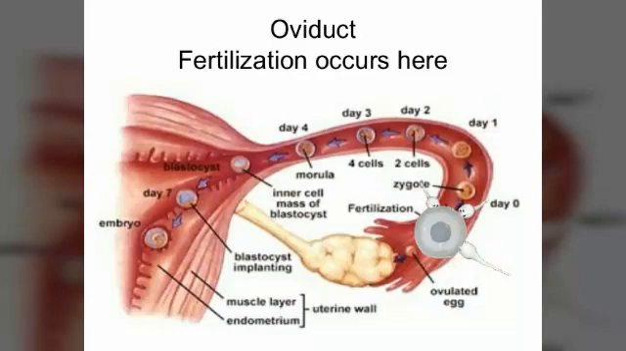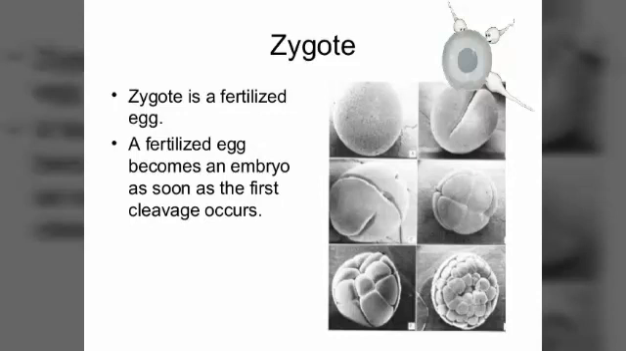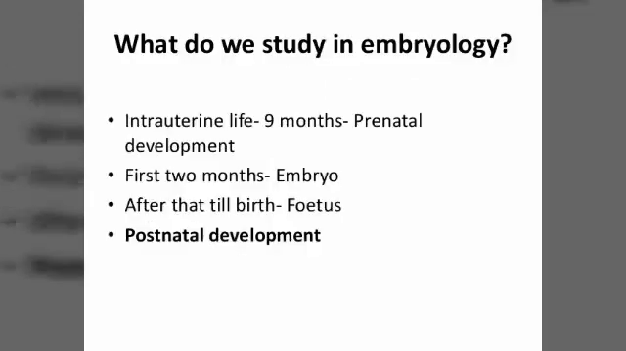And the next topic is fertilization. Where does fertilization take place? The sperm reach the fallopian tube where fertilization takes place. Fertilization takes place in the oviduct or fallopian tube, and it forms the zygote. The zygote is a diploid structure which has a double number of chromosomes. So the zygote is the fertilized egg, and the fertilized egg becomes an embryo as soon as the first cleavage occurs.